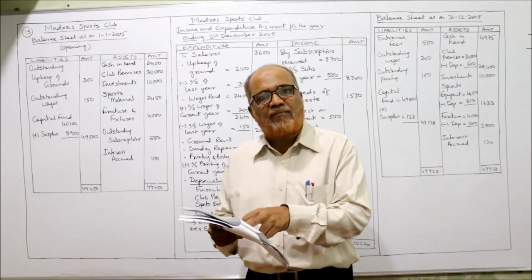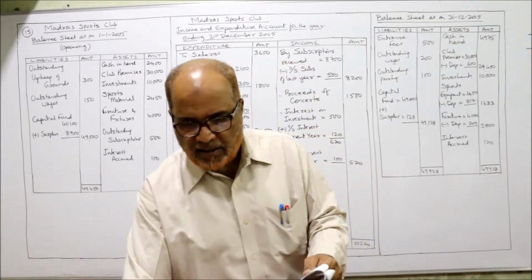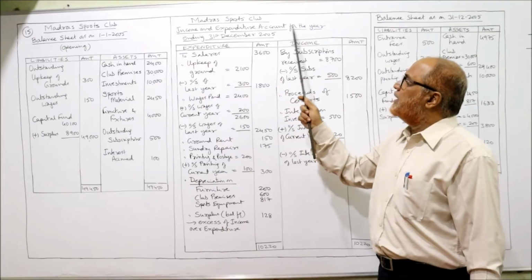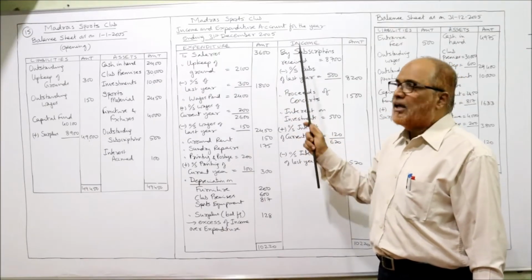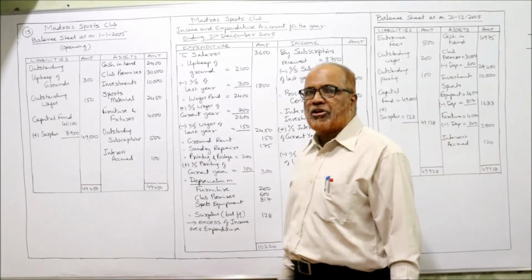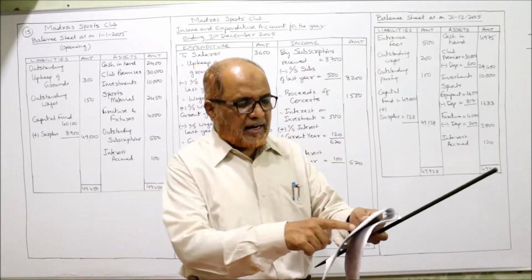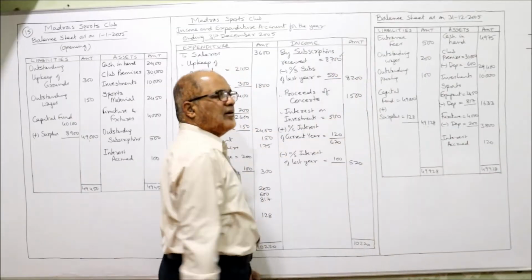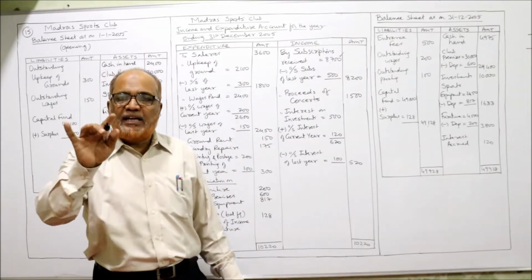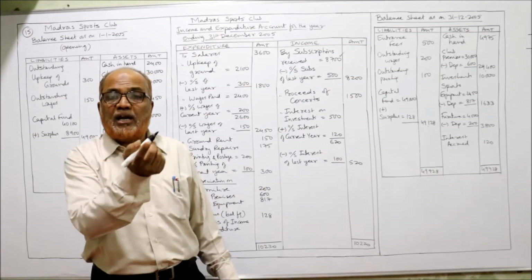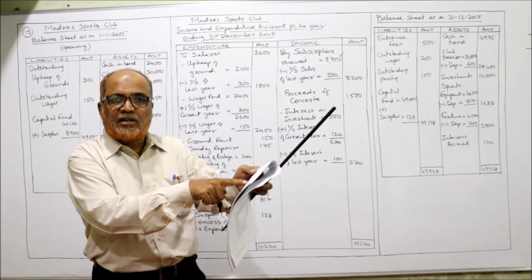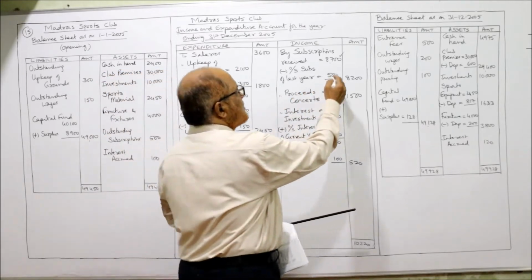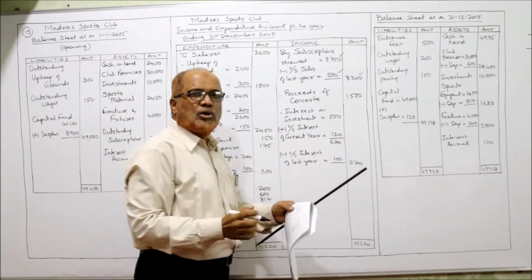Then proceeds of concerts. It's an income, a revenue income. So it will be taken in income and expenditure account. So see, Madras Sports Club income and expenditure account for the year ended 31st December. Income side, by subscription received. Subscription received is 8,700. So I have taken subscription received 8,700. From this, we deduct subscription outstanding of the last year given in A point. This item includes subscription outstanding brought over from previous year, 500. 500 rupees deducted, so 8,200.